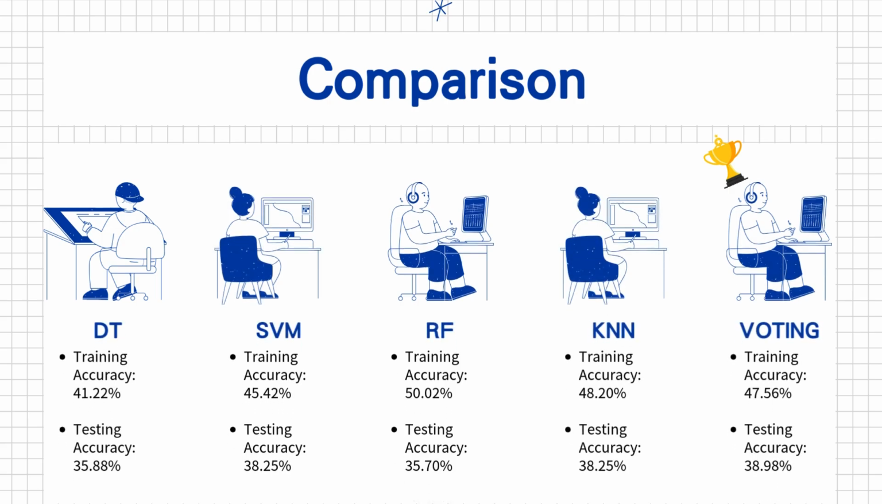And we compare 5 machine learning models, decision tree, SVM, random forest, KNN and the voting ensemble, based on their training and testing accuracy. Among these models, voting achieves the highest test accuracy at around 38.98%, surpassing any single estimator.